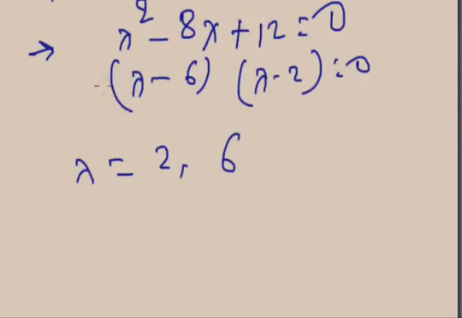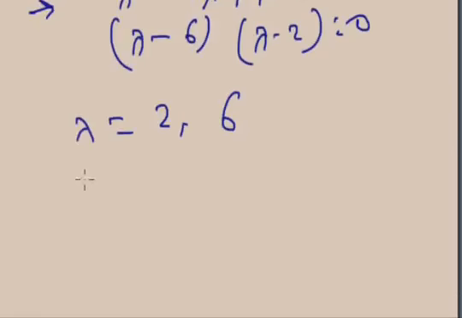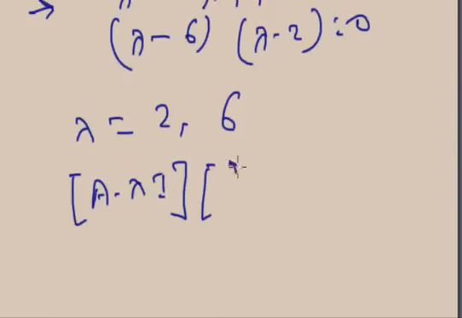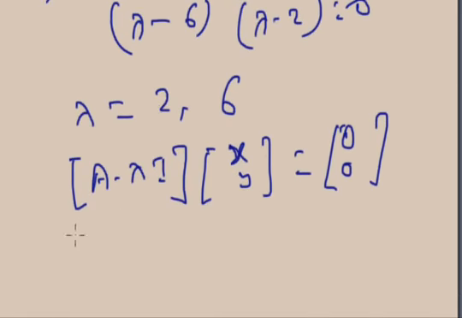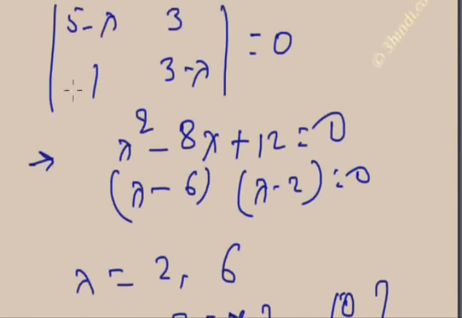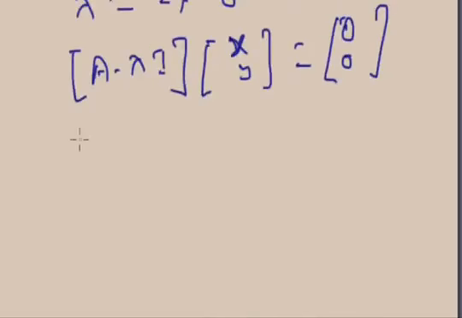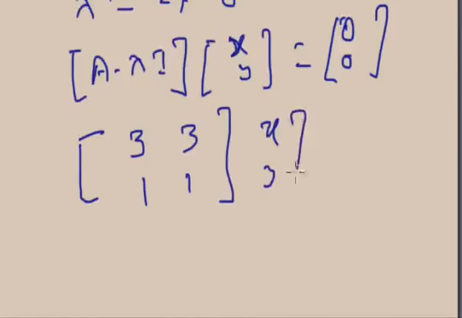So put the lambda. The characteristic equation for the eigenvectors is (A minus lambda I) into (x, y) is equal to (0, 0). I am putting lambda is equal to 2 here. In this, 5 minus 2 is 3, 3 minus 2 is 1. So the matrix is [3 3; 1 1], and (x, y) is equal to (0, 0).